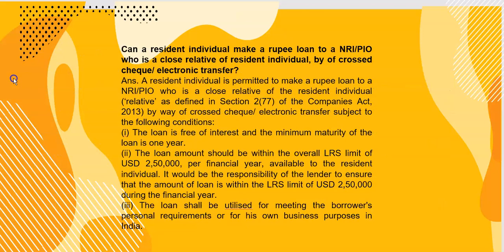Can a resident individual make a rupee loan to an NRI or PIO who is a close relative by crossed cheque or electronic transfer? A resident individual is permitted to make a rupee loan to an NRI or PIO who is a close relative by way of crossed cheque or electronic transfer, subject to the following conditions. The loan is free of interest. Minimum maturity is 1 year. The loan amount should be within the overall LRS limit of $250,000 per financial year. It is the responsibility of the lender to ensure that the amount is within that limit. The loan shall be utilized for meeting the borrower's personal requirements or for his own business purposes in India.